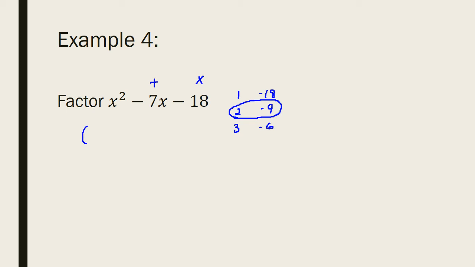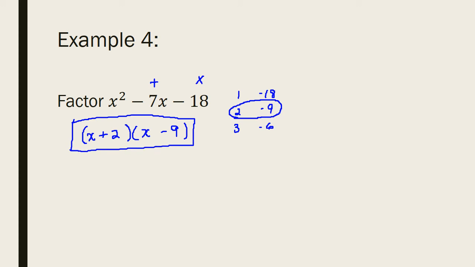So do your two sets of parentheses, and that gives us x plus 2, because that was a positive 2, and then x minus 9, because that was a negative 9. And there's your answer in factored form. All right, let's look at example 5.